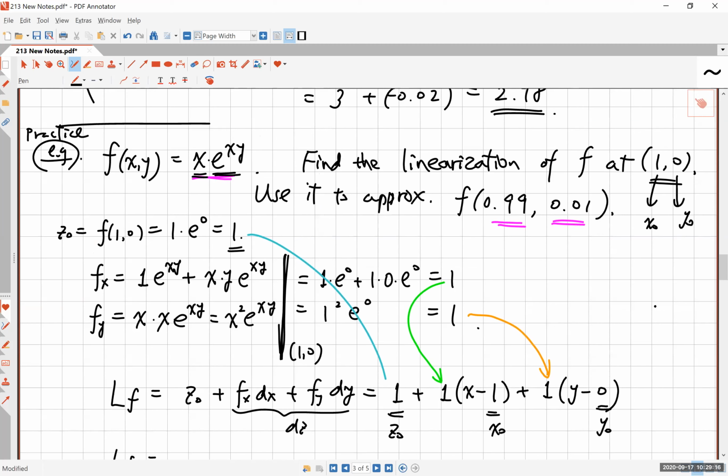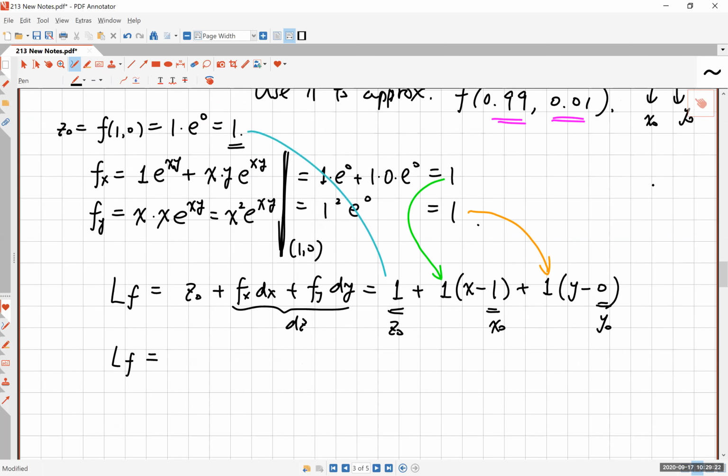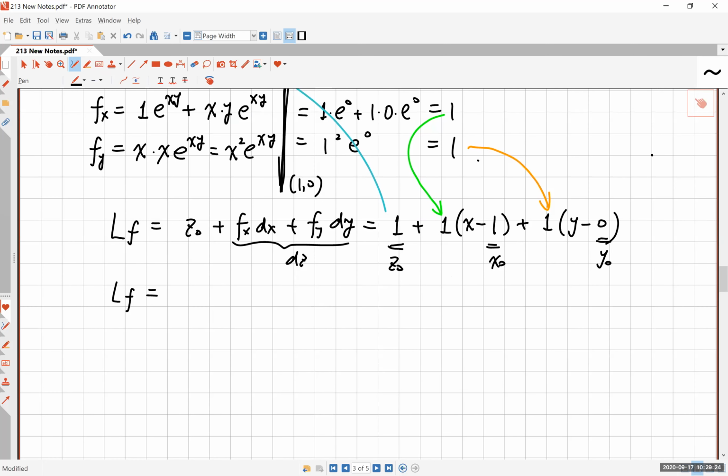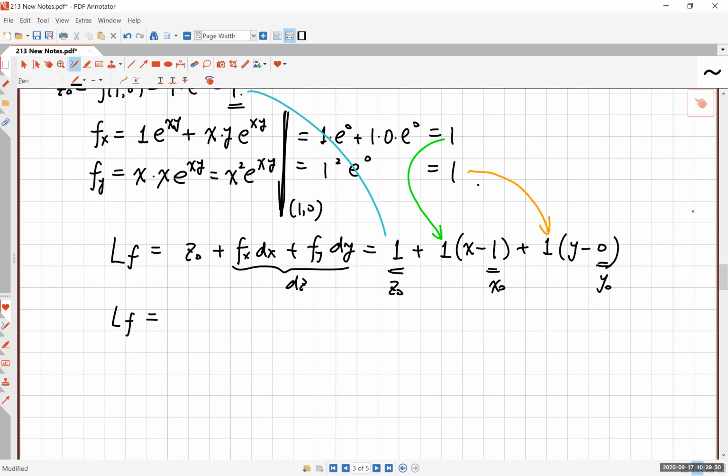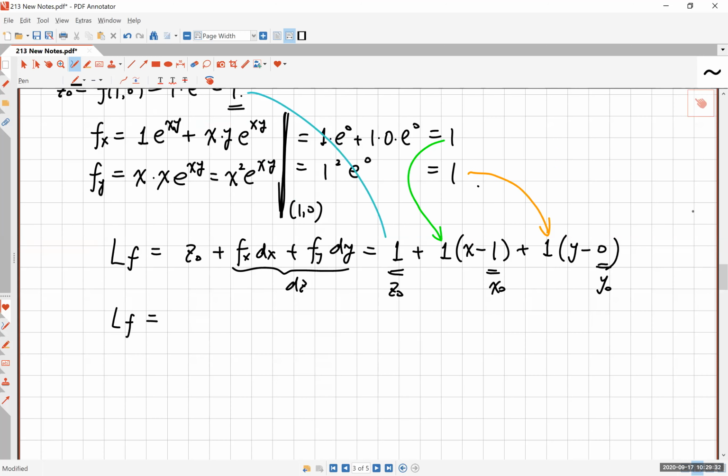I mean, it's a product of x and an exponential function involving x and y. So it's not so easy, especially without a calculator, to figure out f of 0.99 comma 0.01. But the linearization will give you a fairly good approximation. Let's simplify this. It's 1 plus x minus 1 plus y. All right, so this is actually x plus y. That's it, right? This is very simple.